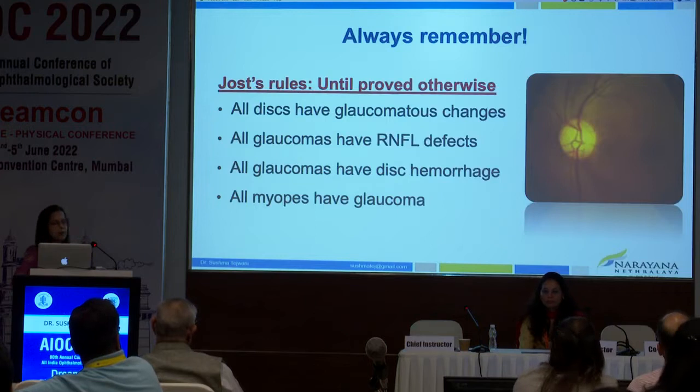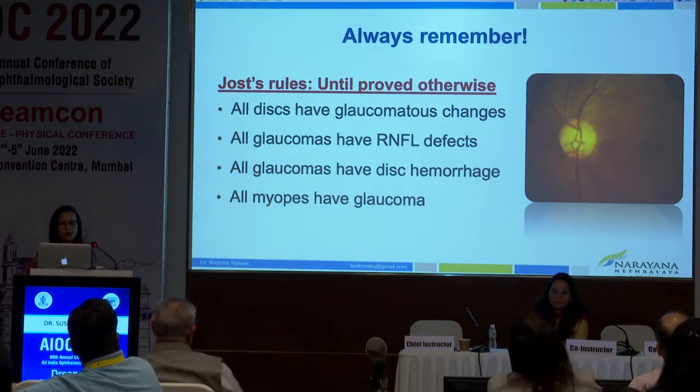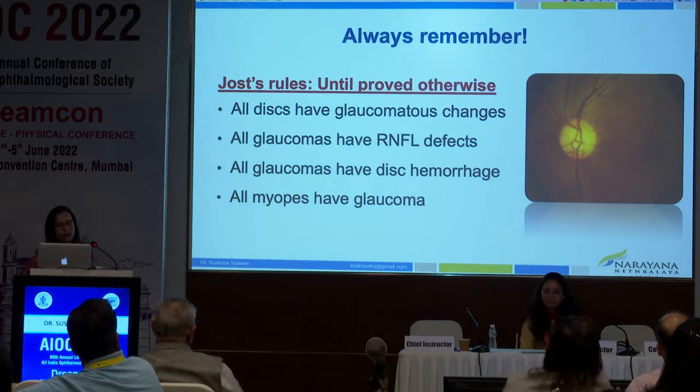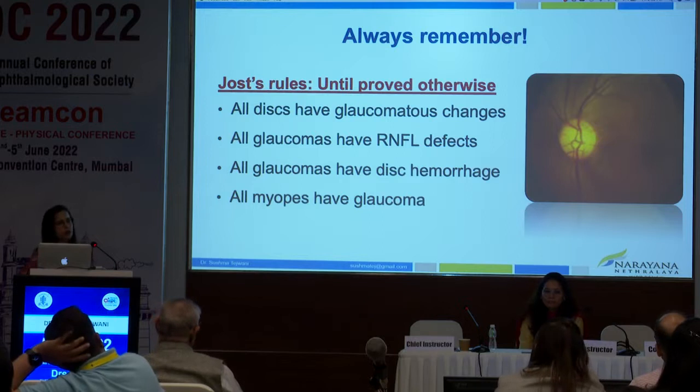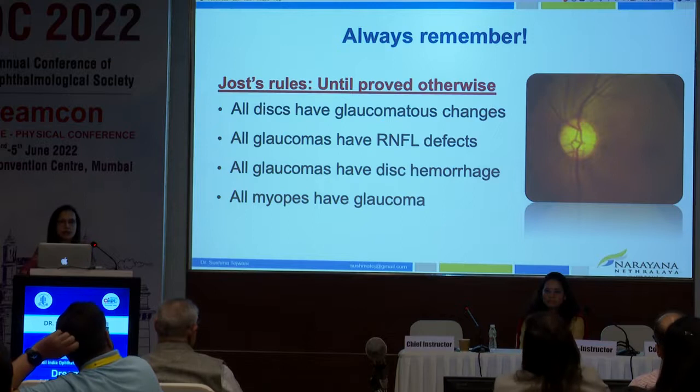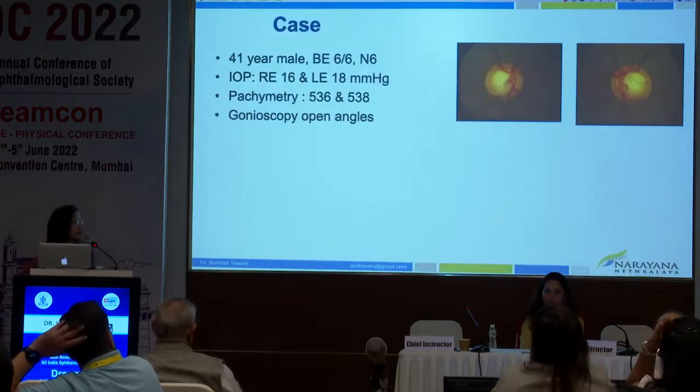And always remember that we have to look for glaucomatous changes in all the discs. We have to look for RNFL defects in all the discs. We have to look for disc hemorrhages, and we should consider each myope as a glaucomatous disc so as to evaluate them clearly. So these are the Jost Jonas rules.